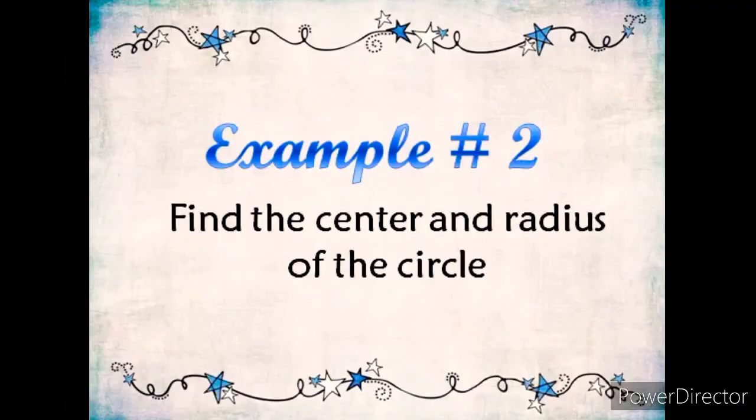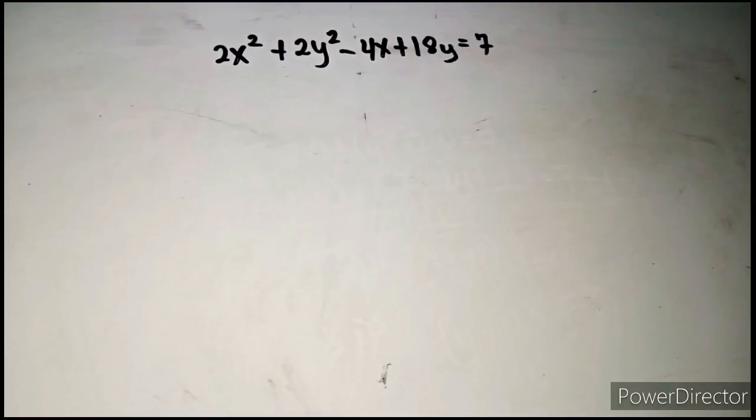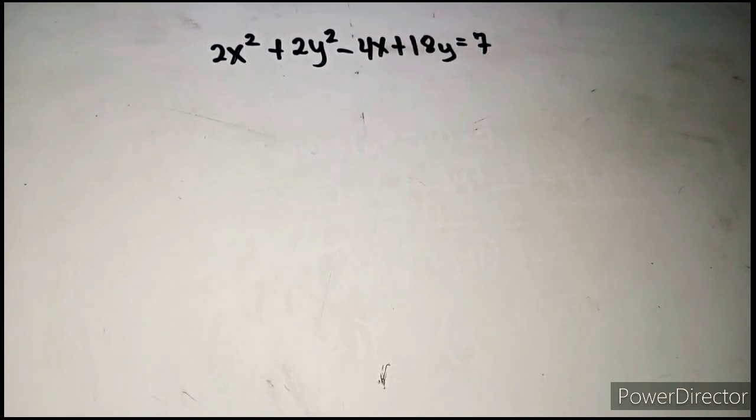Nasundan po? Okay, so now let's have another example. Example number 2. So we need to find the center and the radius of the circle. Okay, so let's have another example. Example number 2.